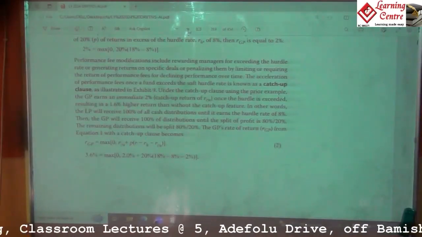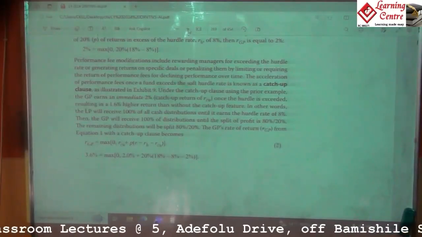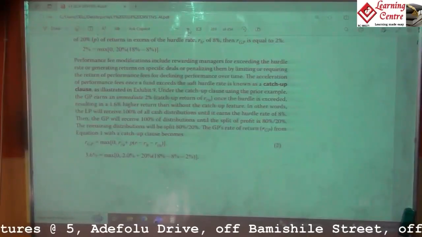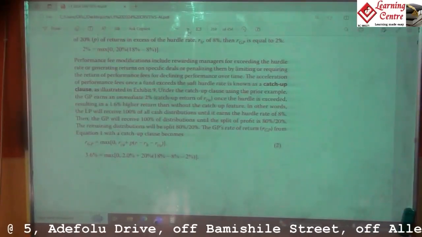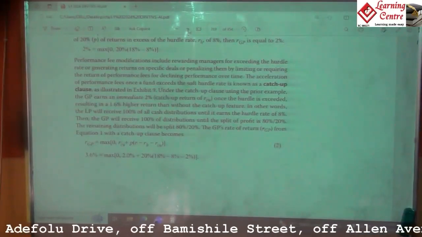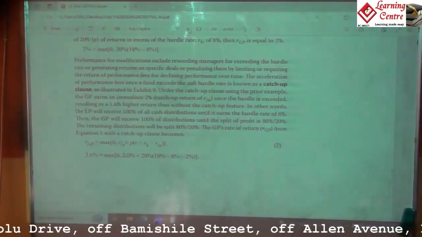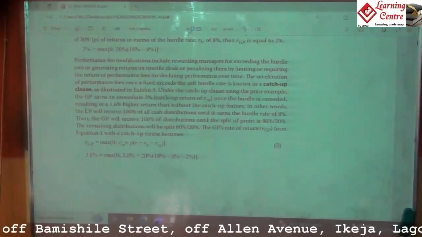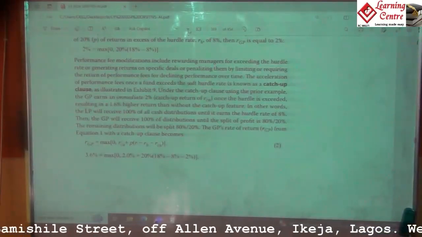Then the next one is deal by deal basis. That is the American waterfall. Deal by deal basis, American waterfall.